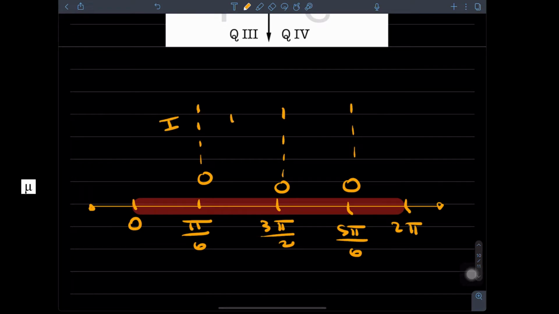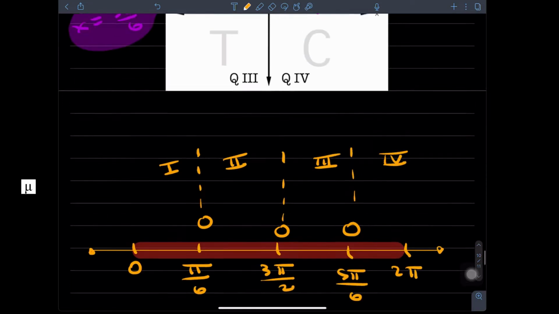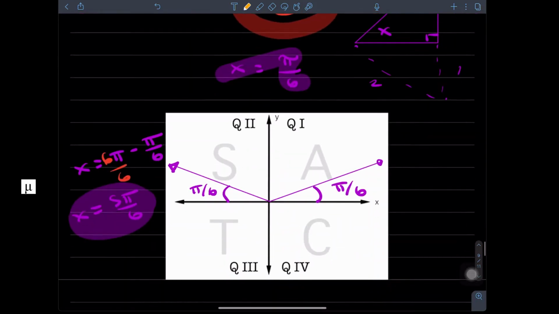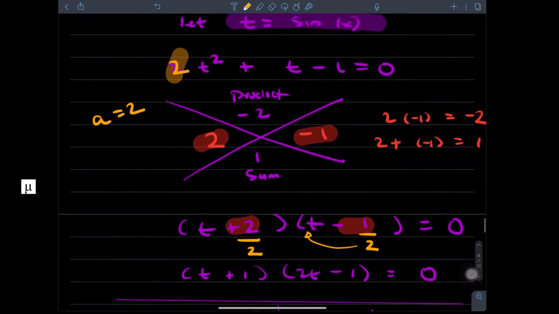Quadrant 1, quadrant 2, 3, and what? 4. And what is this here, right? 3 pi over 2, pi over 6, 5 pi over 6. Remember, this is all in the second derivative.